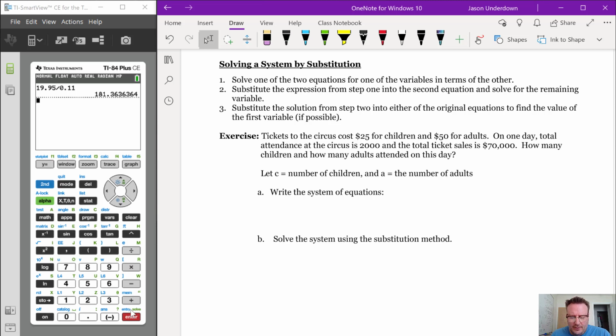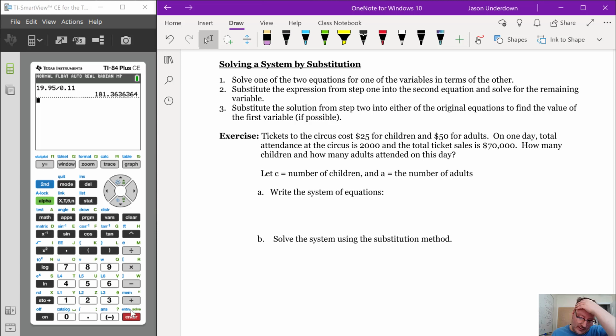Okay, now that's a little bit confusing, I'm sure, but I think an example will make it clearer. So let's look at this exercise. Tickets to the circus cost $25 for children and $50 for adults. On one day, total attendance at the circus is 2,000 and the total ticket sales is 70,000. How many children and how many adults attended on this day? It gives us some guidance here. Let C equal the number of children and A equal the number of adults. So we want to use the variables C and A.